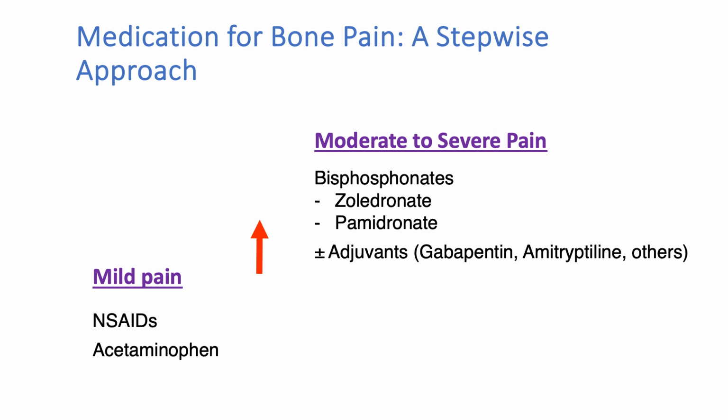So medication for bone pain, and this is where we use a stepwise approach. For mild pain, we tend to start with NSAIDs, with acetaminophen, kind of standard medications. However, if pain is moderate to severe, and it is persisting more than 3 months, and we've ruled out orthopedic causes, that's when we would consider using bisphosphonates. So zoledronate, pamidronate, and this is plus or minus some of the adjuvant treatments that Dr. Brown shared.